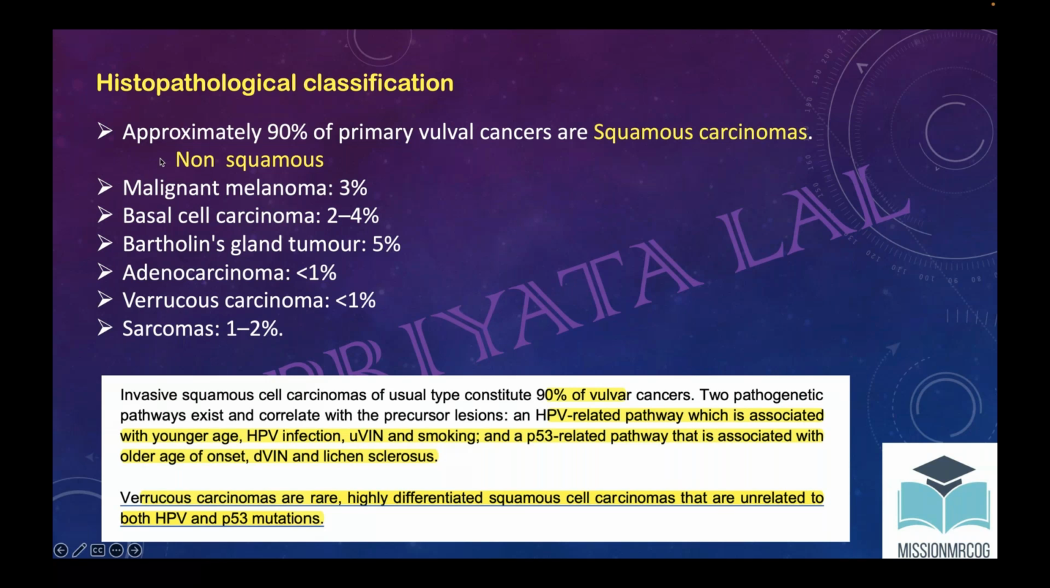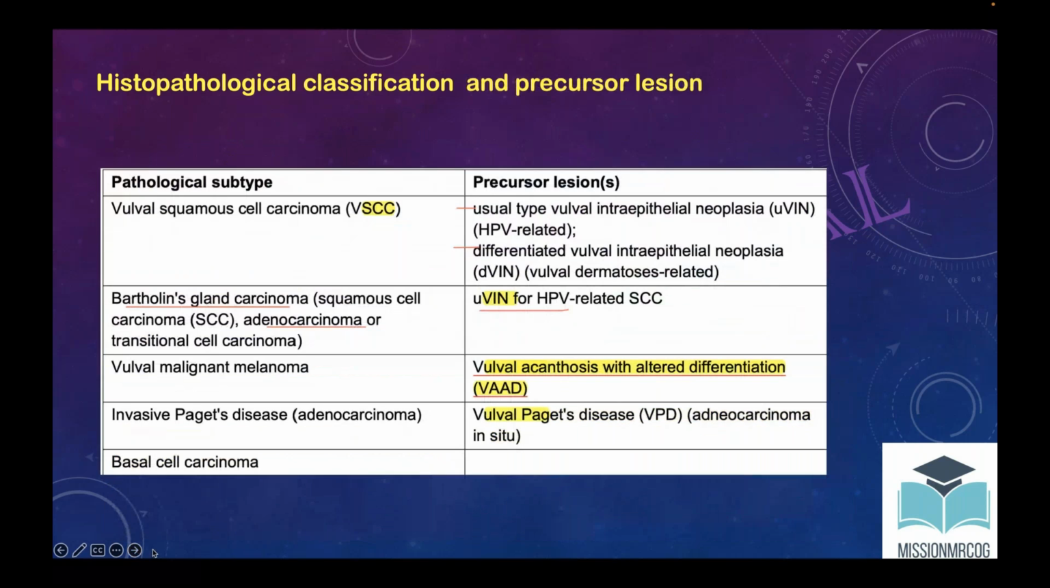Now, coming to the pathology, what is the precursor lesion and what is the pathological type? You may get a question from there, and it is important to understand the basic or precursor lesion behind, because sometimes your treatment depends on that also. Now, for vulval squamous cell carcinoma, there could be two types of pathway. One is usual VIN and another is DVIN.